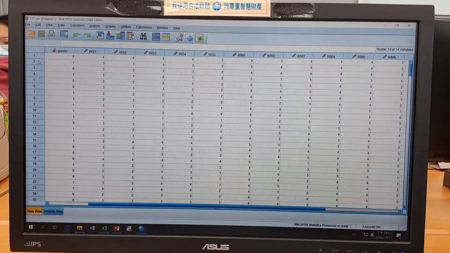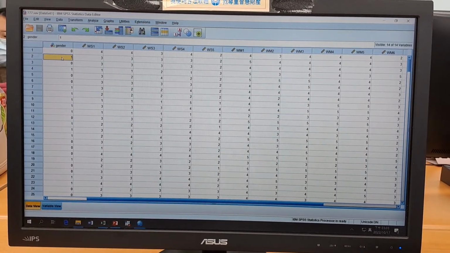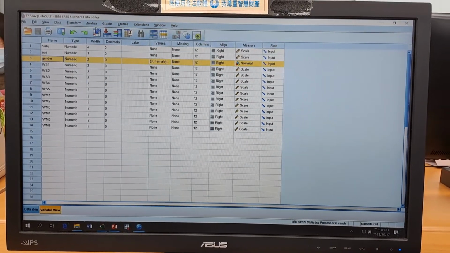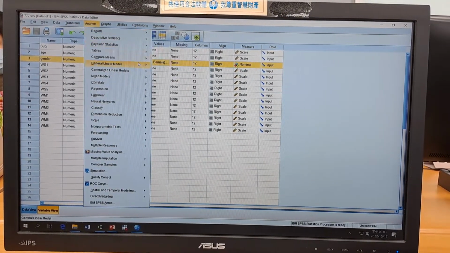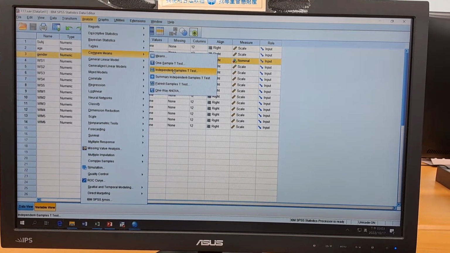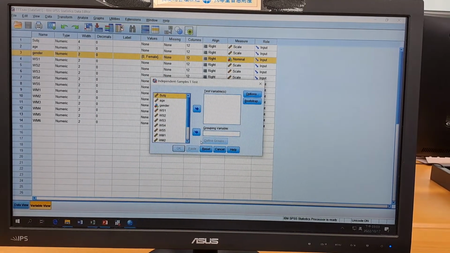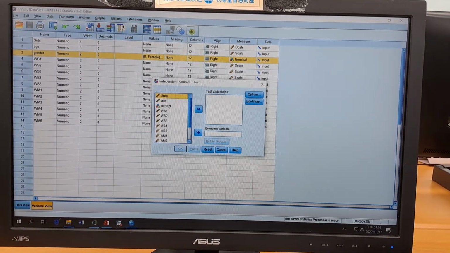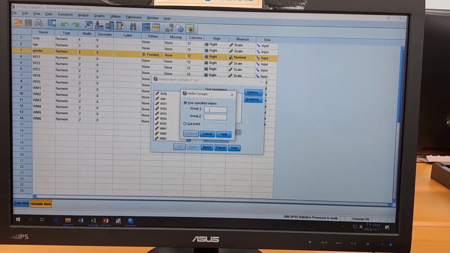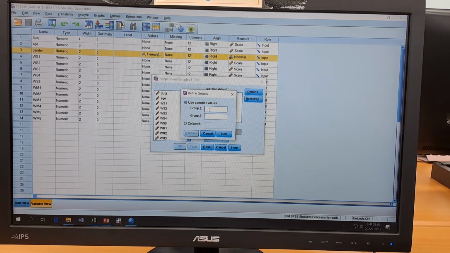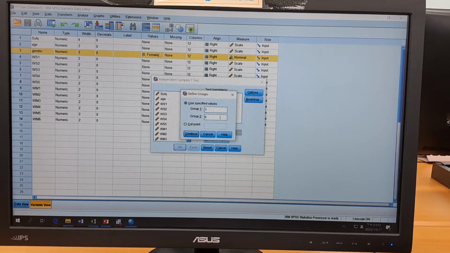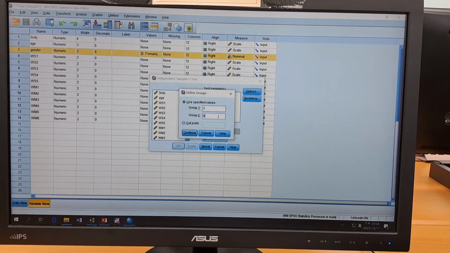Check the code. 0 and 1: 1 is male, 0 is female. Compare means, independent sample t-test. Grouping variable, that is our gender. So you need to put 1 and 0. If we put 1 and 2, you won't get any result because you put the wrong number. You need to enter 1 and 0: 1 represents male, 0 represents female.